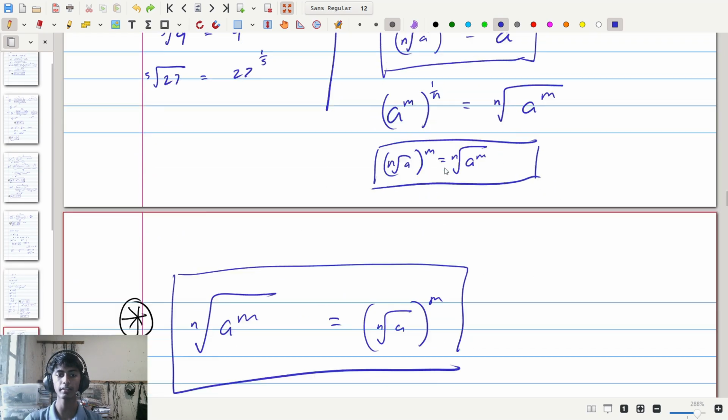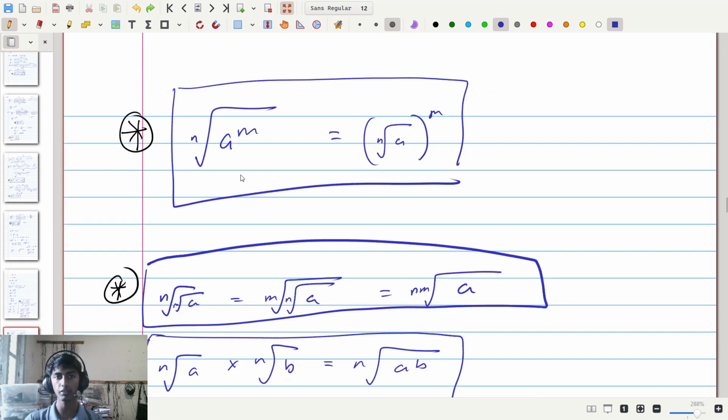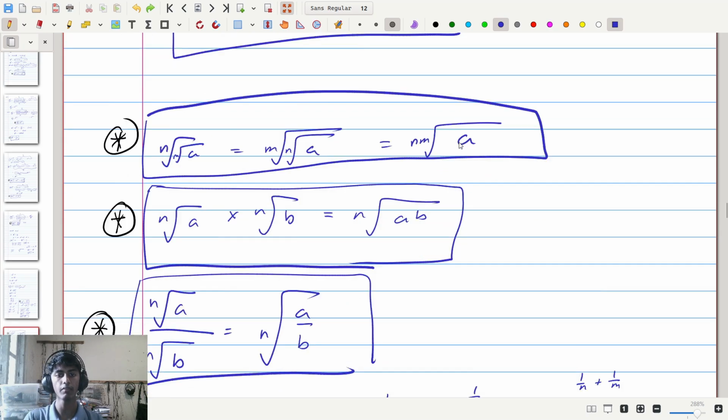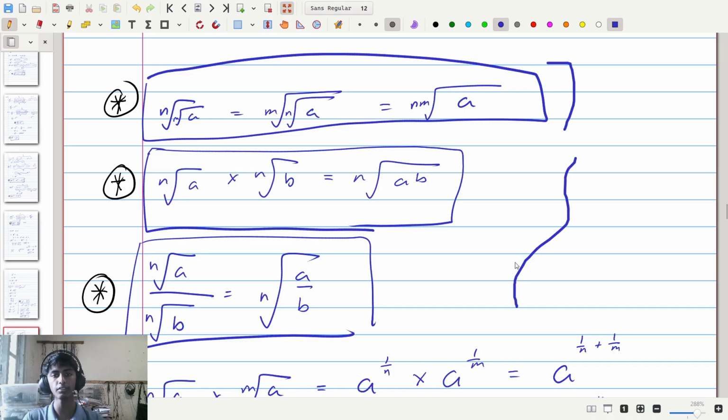We discussed a couple other identities that we can find from this, like the nth root of a to the m is equal to the nth root of a to the power of m. We can interchange indices and roots. And we showed a couple other identities like this.